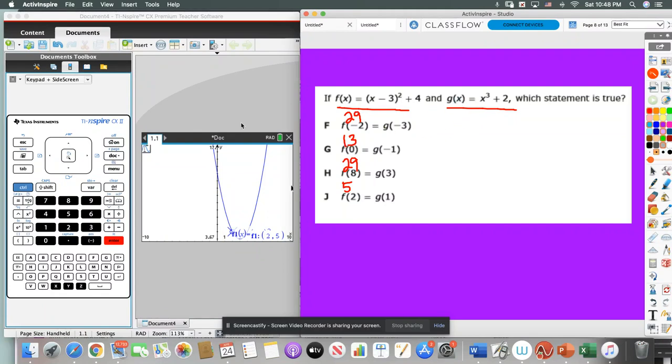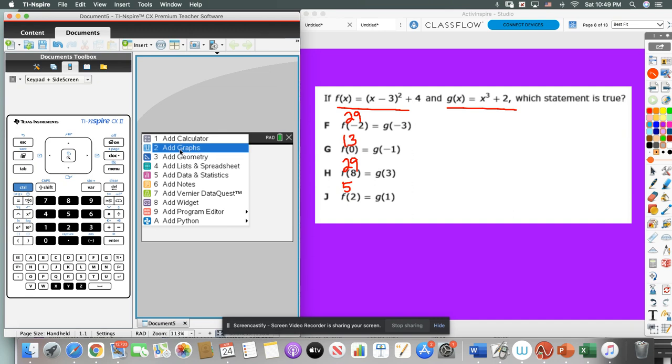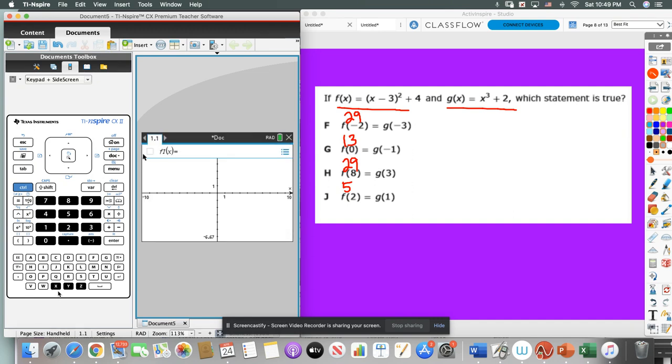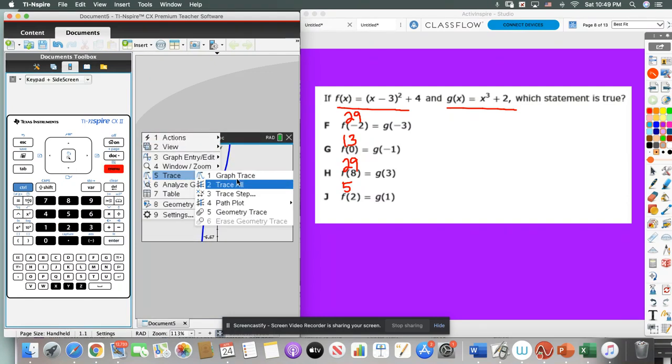Now I have the function of g. So I'm just going to start over. New document, save changes, no. Add to graph. This time I have x cubed. So I have to use the caret key. Enter. When you use the caret key, you have to hit the right arrow key, go back down, or you're typing in the exponent as I just did. Plus 2, enter. Menu, trace, graph trace.